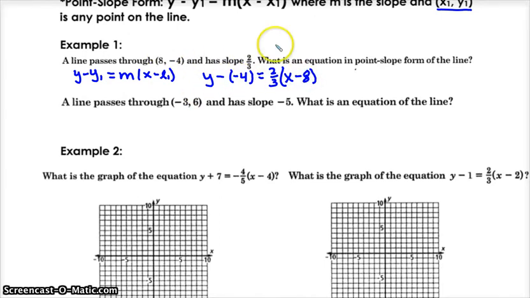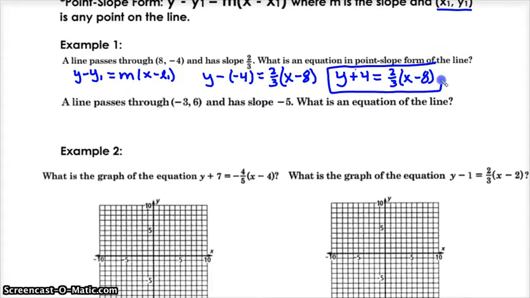I need to do a little bit of simplifying on the left side of my equation. When I subtract a negative, that turns to addition. So my final answer is y plus 4 equals 2/3 x minus 8. And there you have it. That's a line written in point-slope form. So you'll notice I essentially take the opposite of whatever the coordinate is. This coordinate was -4, so when I plugged it in, it became y plus 4. Keep that in mind because things can go a little bit quicker if you use that.